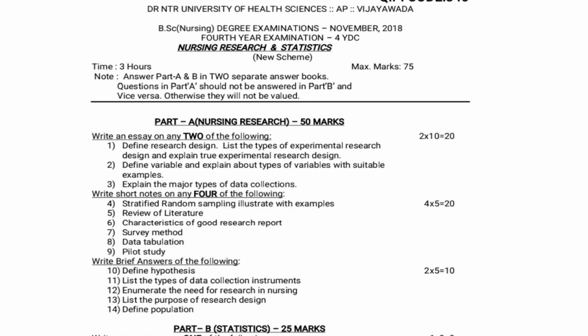Here they have given a special note: this question paper contains part A and part B. Part A is nursing research, which is for 50 marks, and part B is statistics, which is for 25 marks. You have to answer part A in a separate answer booklet and part B in a separate answer booklet. You should not mix the answers. If you mix part A in part B and part B in part A, your answers will not be evaluated. That's why use a separate booklet for nursing research and a separate booklet for statistics.